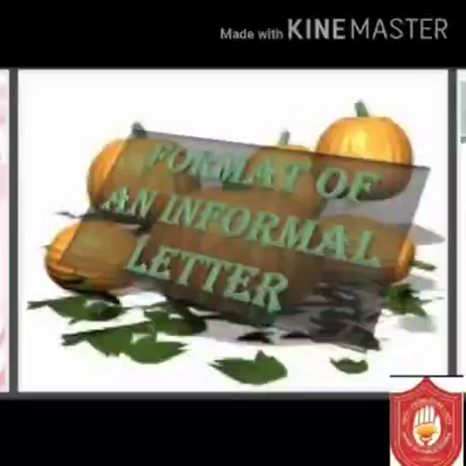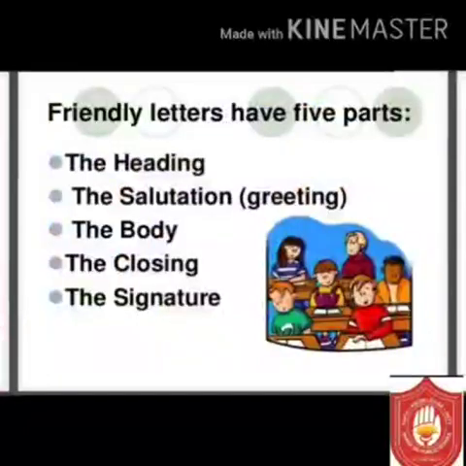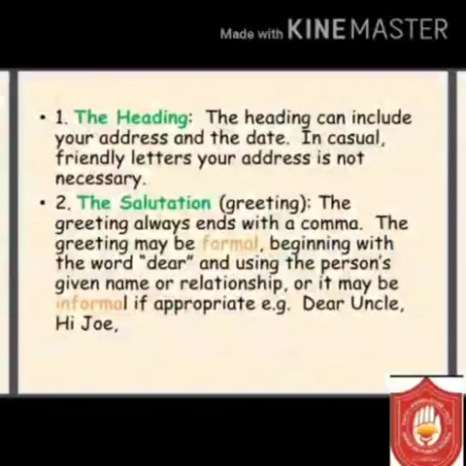Informal letters can also be called friendly letters. The friendly letters have 5 parts: the heading, the salutation, the body, the closing, and the signature. What is the heading? The heading can include your address and the date. In casual friendly letters, your address is not necessary.